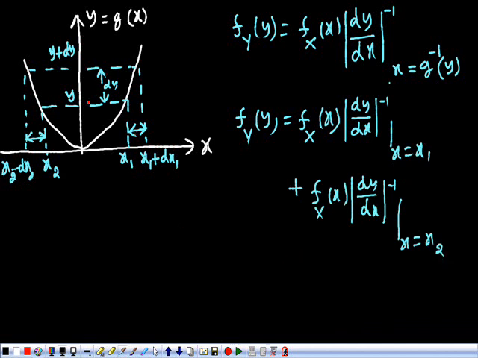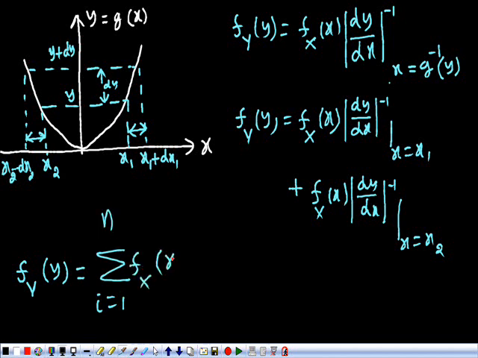For example, for y lying between y and y plus dy, if x is taking three different values, then you have to evaluate this at three different values. So we have to continue this. Therefore, in general, can I write this as fy of y is equivalent to sigma i equivalent to 1 to n fx of x into dy dx inverse at x equivalent to x i. So is that right?